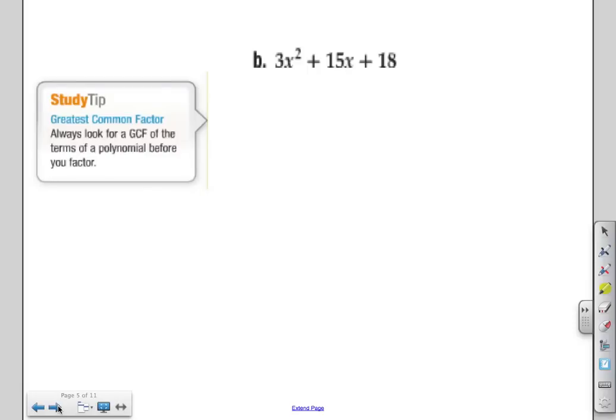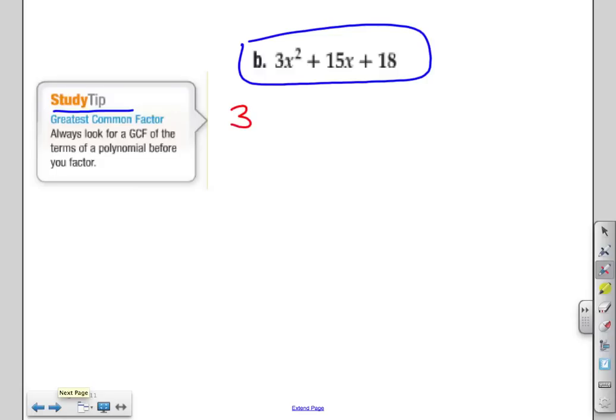Sorry, I have the sniffles a little bit, guys. 3x squared plus 15x plus 18. All right, well, the first thing I notice here is all of those have something in common to start with. And here's our study tip. It says, look for the greatest common factor of the terms of a polynomial before you factor. So I notice they all have a 3, don't they? And if I pull the 3 out, that leaves me x squared plus 5x plus 6.